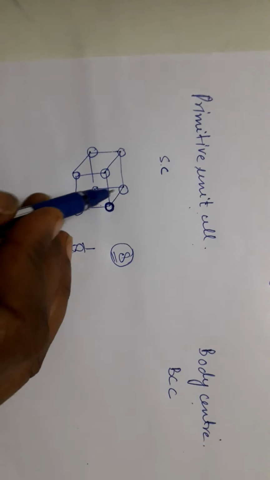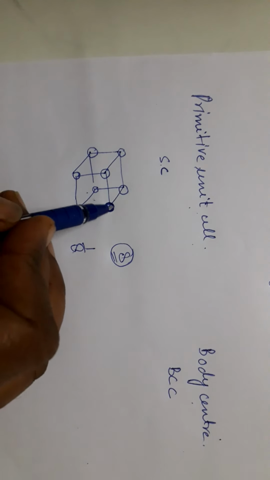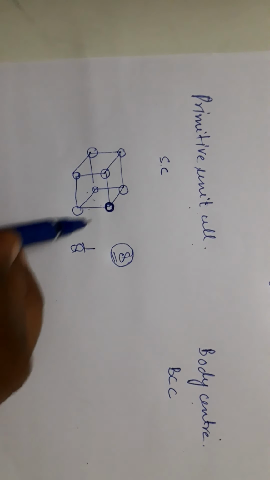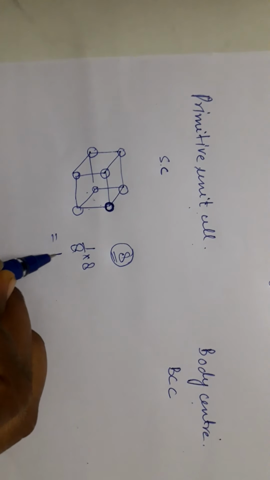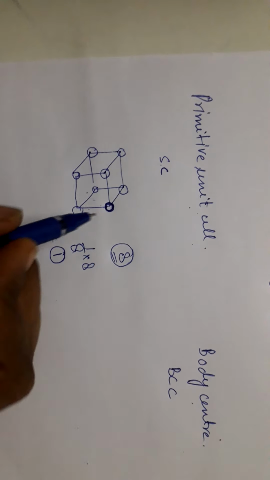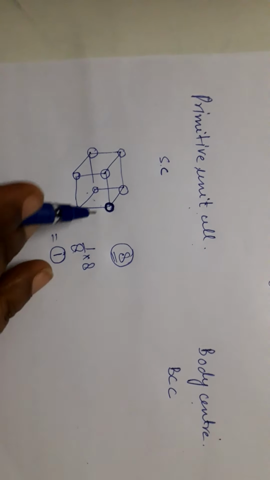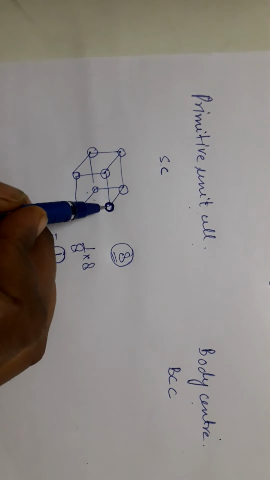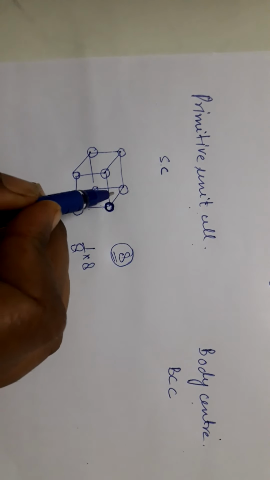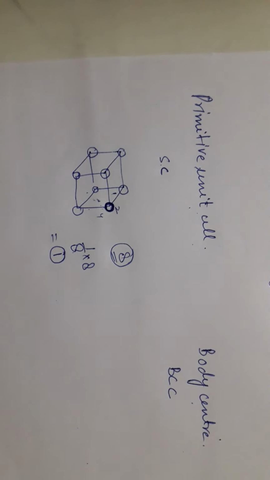On the lower side it is shared by 4, and on the upper side again 4 unit cells share it. So the contribution is 1/8, and we have 8 corners here. So the number of atoms present in a simple unit cell is 1. I am repeating again: this atom present at the corner, having a spherical shape, is surrounded by 8 unit cells, 1, 2, 3, 4 and 4 upside.